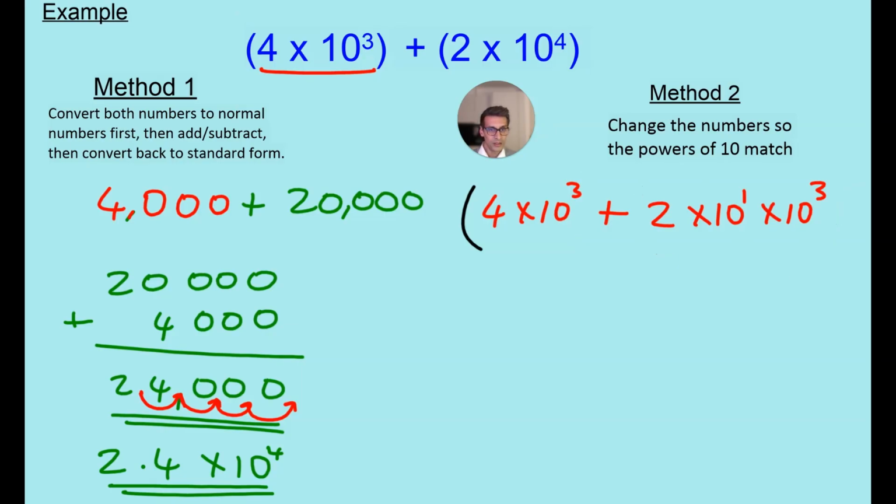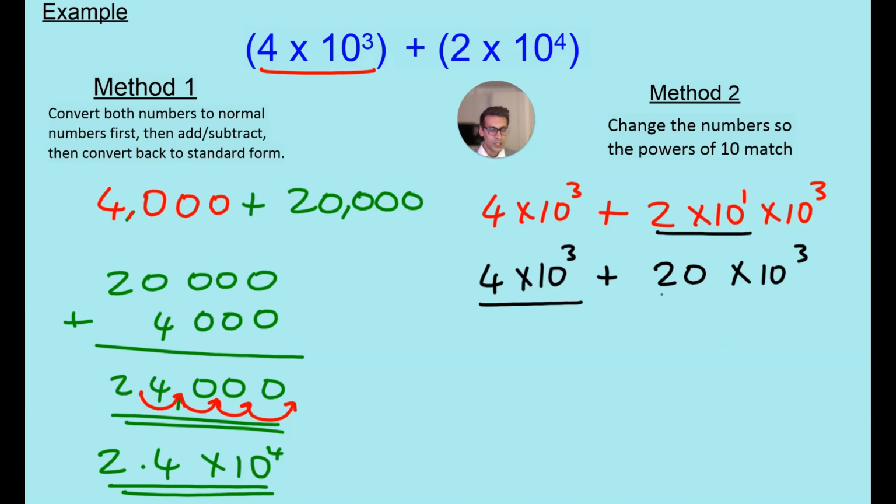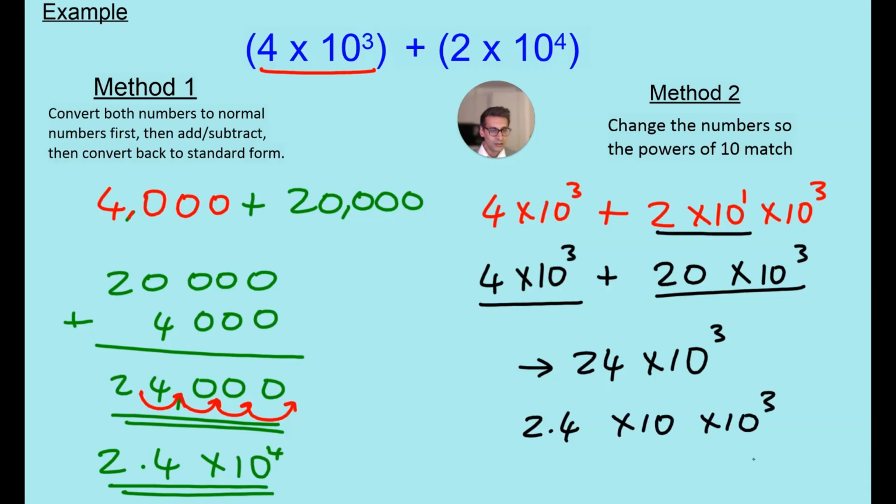So this means we have 4 lots of 10 cubed plus, now 2 times 10 is 20, so this is 20 lots of 10 cubed. So 4 lots of 10 cubed plus 20 lots of 10 cubed is 24 lots of 10 cubed. There's one more step here. We need to make sure this is in standard form. So this is actually 2.4 times 10 times 10 to the power 3. So remember, 24 is just 2.4 times 10.